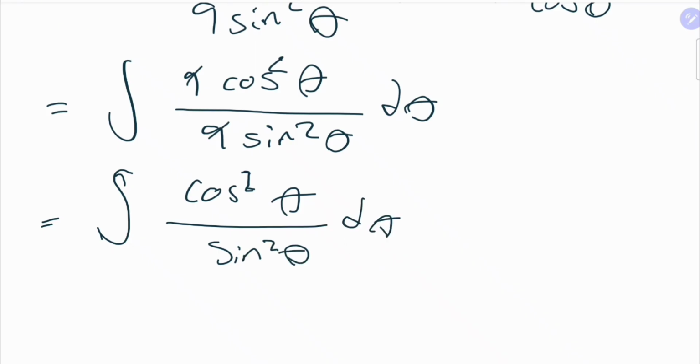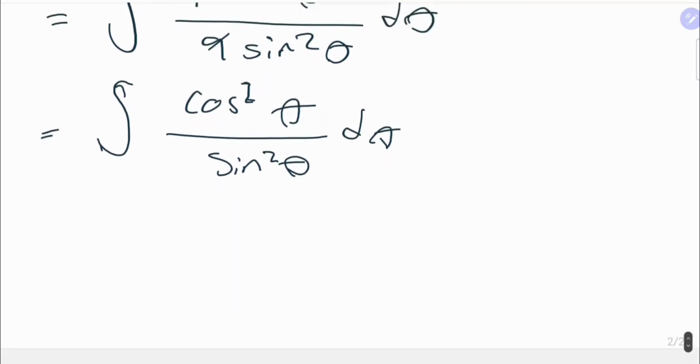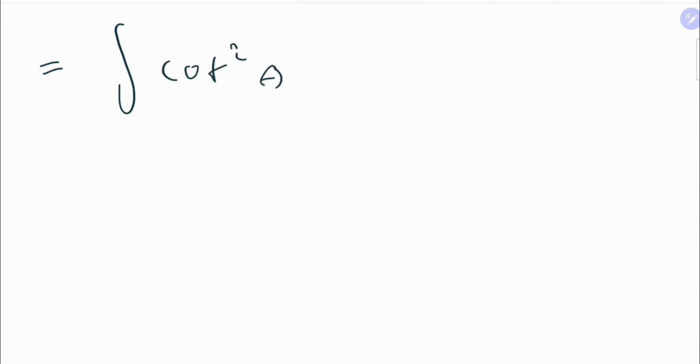D theta. And now we can actually turn the cosine squared theta over sine squared theta into cotangent squared theta. So let's do that. Equals the integral of cotangent squared theta, d theta. Okay? Understanding? Great.